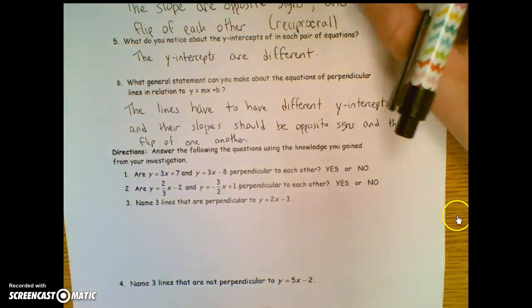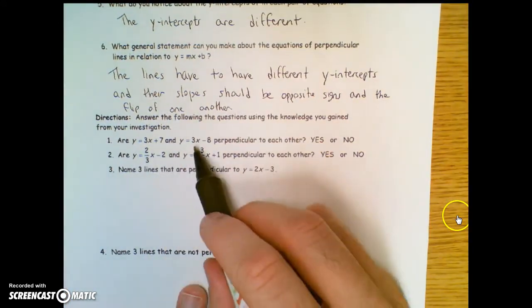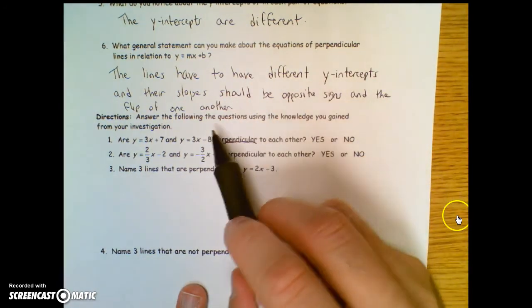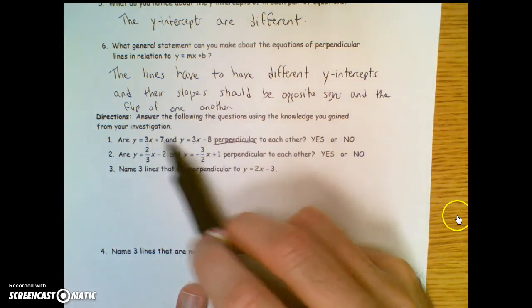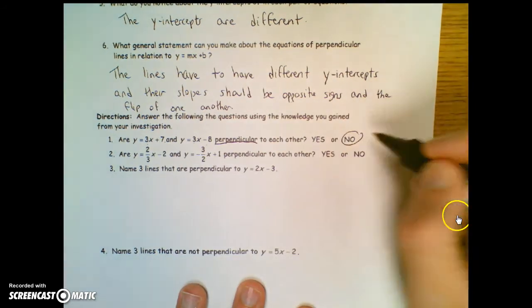So using that knowledge, let's answer these questions. Are y equals 3x plus 7 and y equals 3x minus 8 perpendicular? Well, no. We said they have to have different y-intercepts, which they do, but their slopes have to be the flip. These aren't flipped. And they also have to be a positive and a negative, so that one's a no.